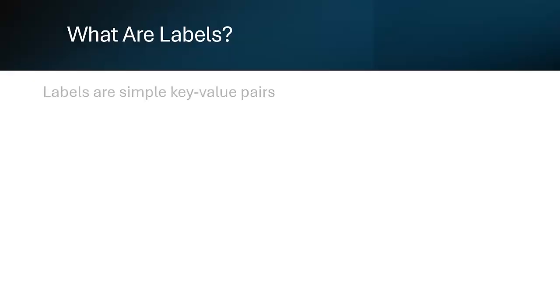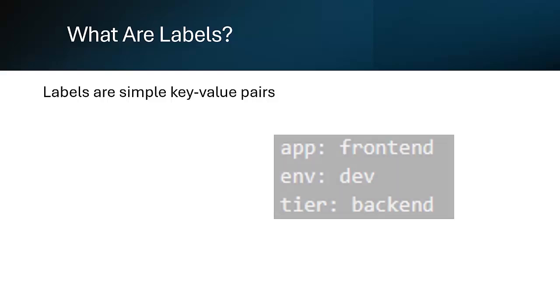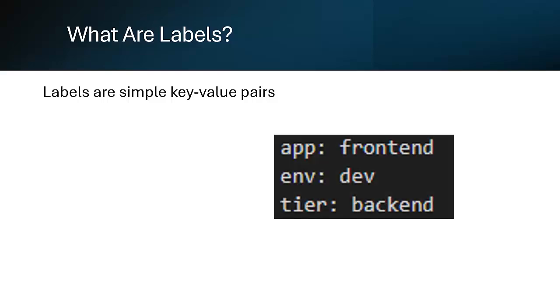What are labels? Labels are simple key value pairs that you attach to objects like pods, nodes, or even services. They help you organize, filter and select resources. In this particular example, we are applying labels, that is app equal to frontend, environment equal to dev, and tier equal to backend. You have already seen me using these in my earlier videos, where replica sets match pods using labels, deployments manage replica sets with label selectors, and services route traffic based on pod labels.